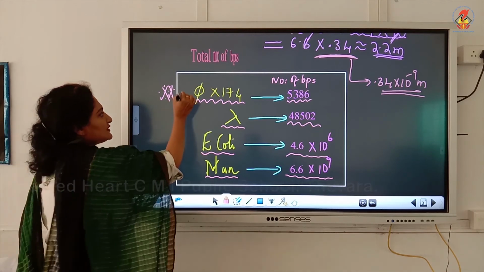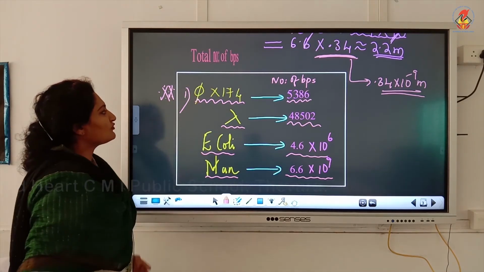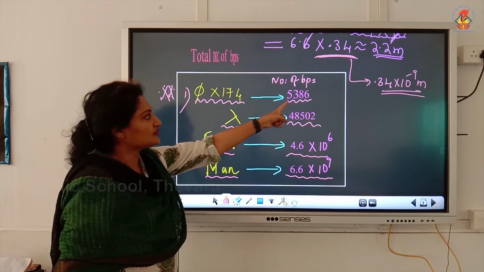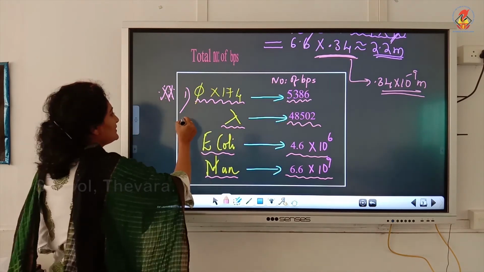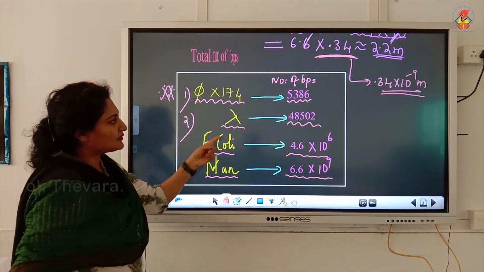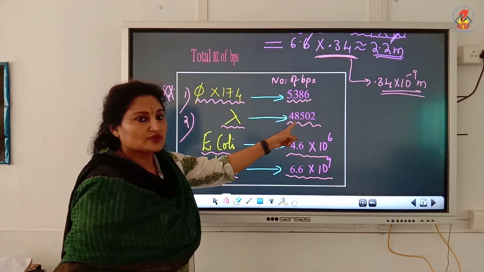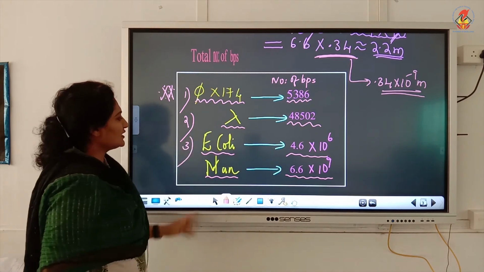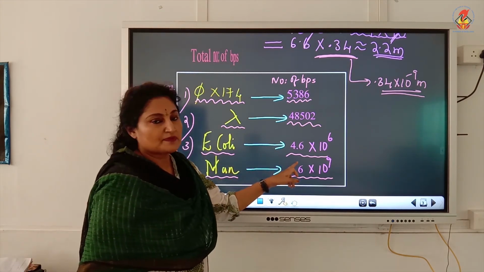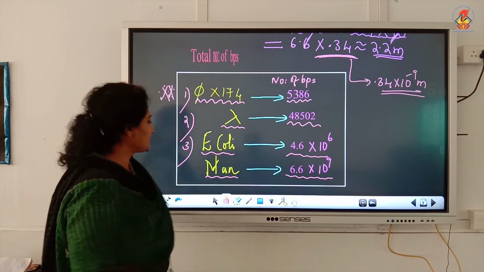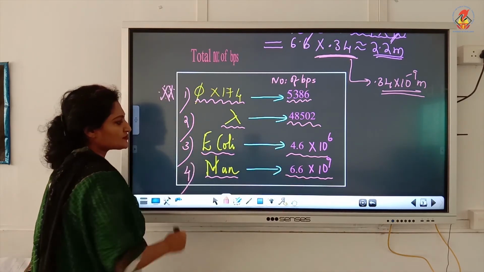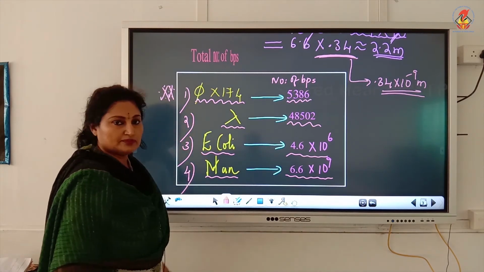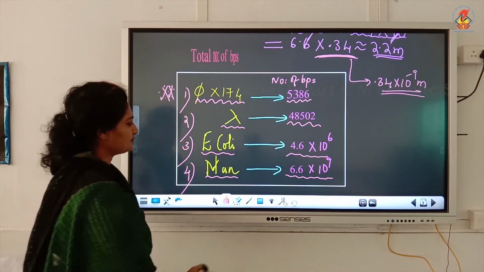So, once again, this is a bacteriophage called phi X 174. The number of base pairs, 5386. Then this is another bacteriophage called lambda, 48502. Then E. coli, this is a bacterium, the base pairs 4.6 into 10 raised to 6, and man, the number of base pairs 6.6 into 10 raised to 9. This is very, very important. You should learn it by heart.